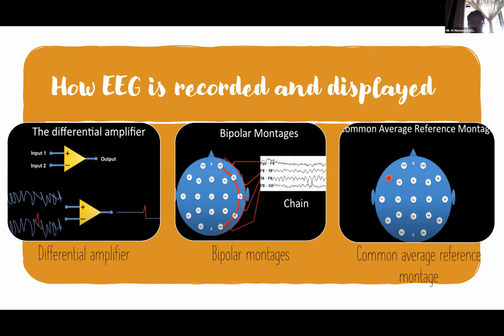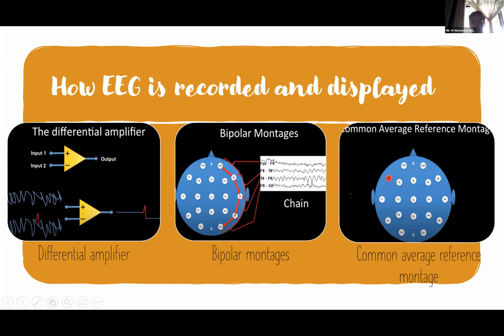And montages is how the EEG is displayed. We have two montages here, the bipolar and also the common average reference montage. Bipolar montage is like in the picture. It compares between two points, starting from, for example, right here, the FP2 and also F8. So it will display the electrical differences between the two points, and then it will go on to complete a chain, and then it will continue with another chain, and so on.